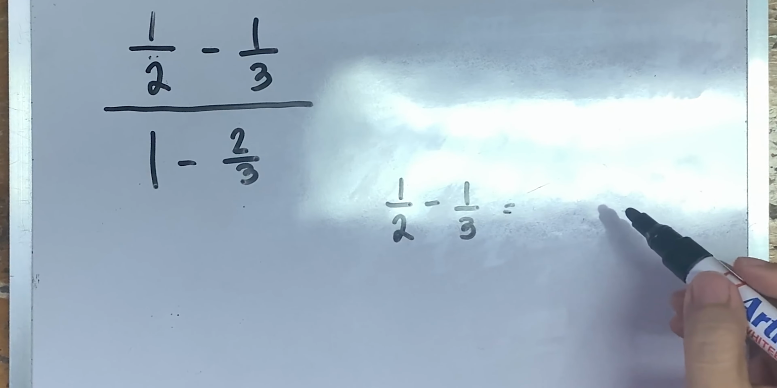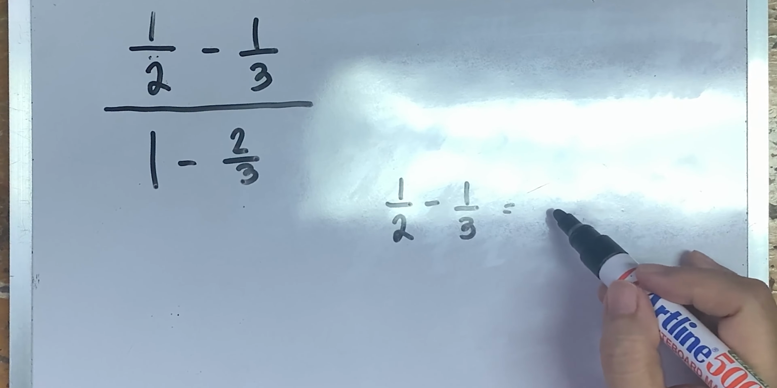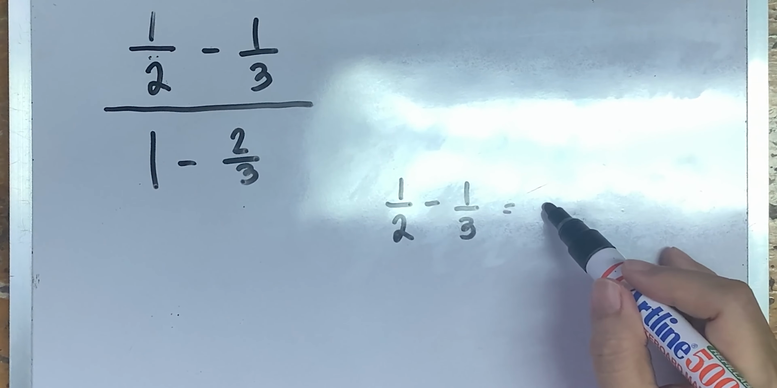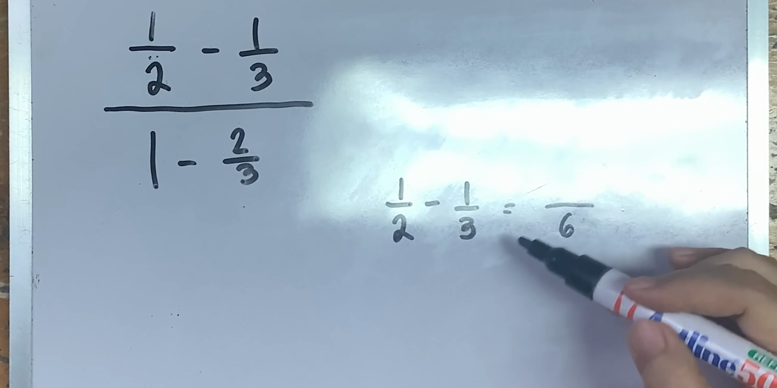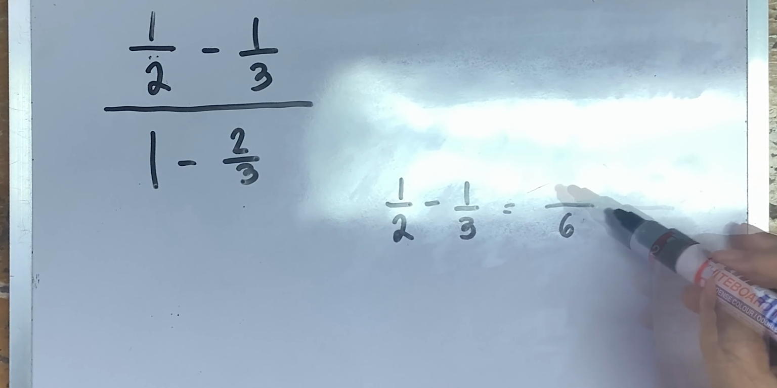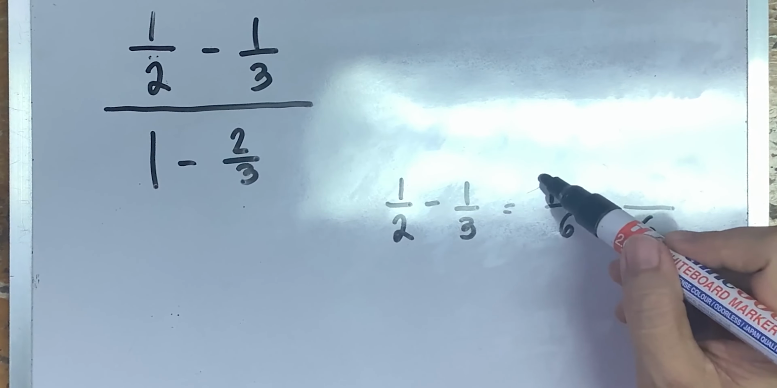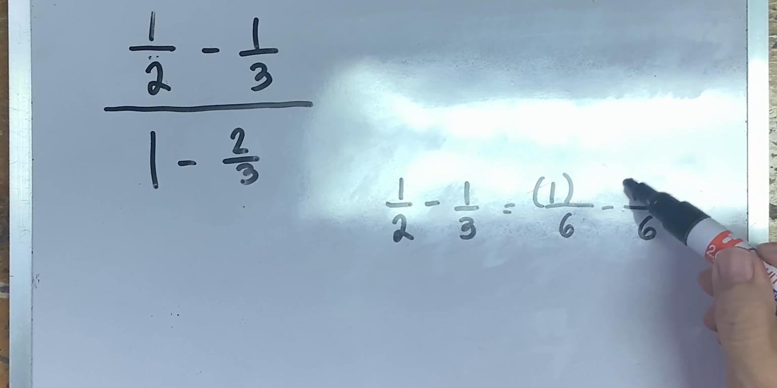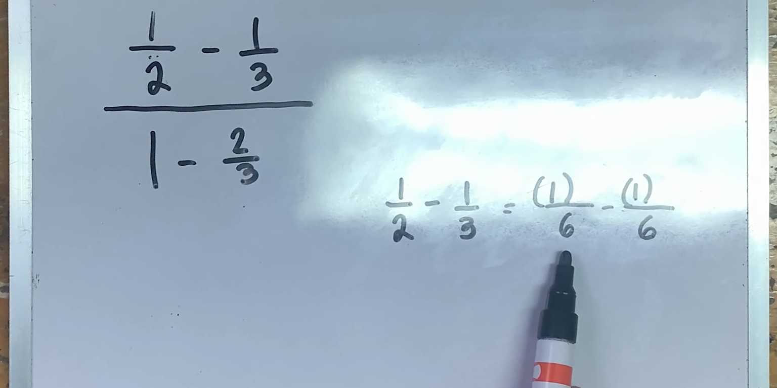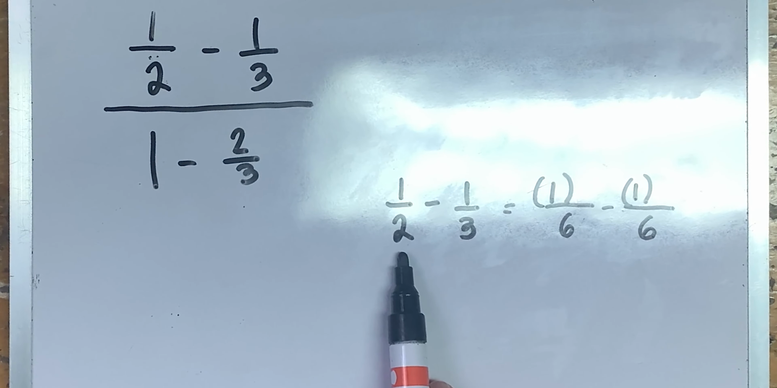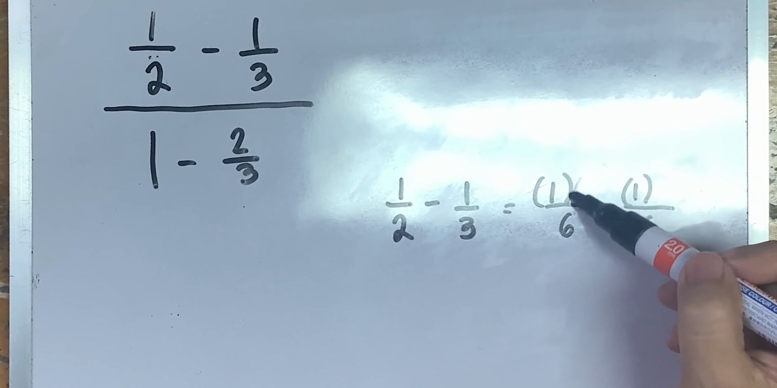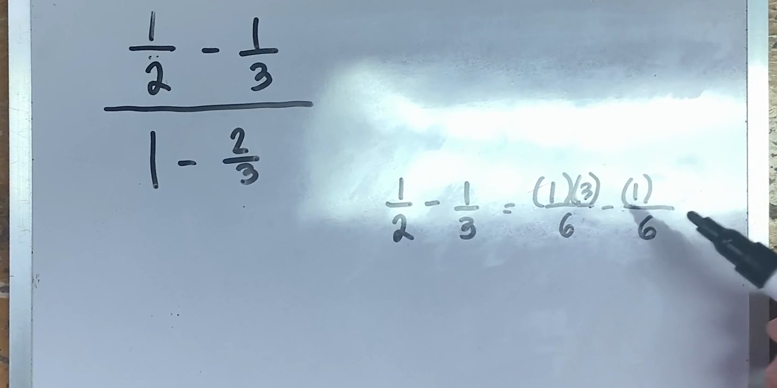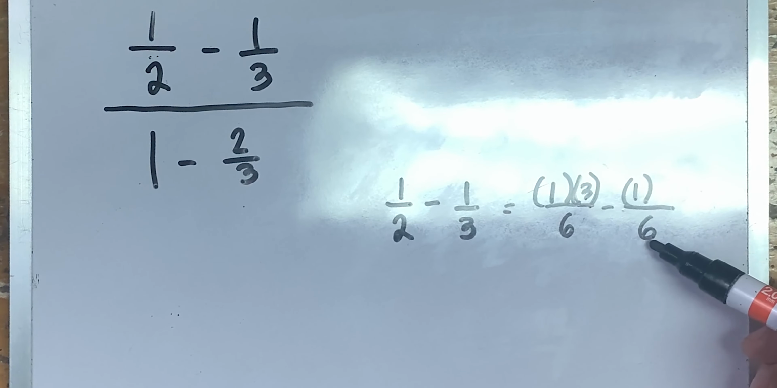Now, how do we do this? Okay, first, let's get the LCD. LCD of 2 and 3 is 6. Since 6 is the LCD, let's write the numerator in the first term and also the numerator in the second term. Okay, and let's divide. 6 divided by 2 is 3. So we'll multiply this by 3. And then we divide 6 divided by 3 is 2. So we'll multiply this one by 2.